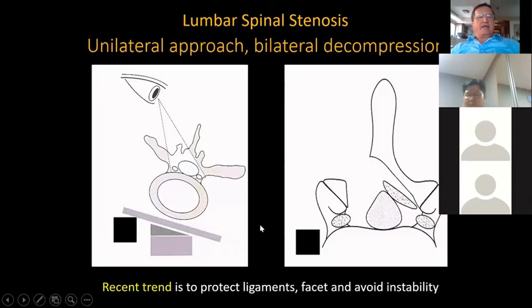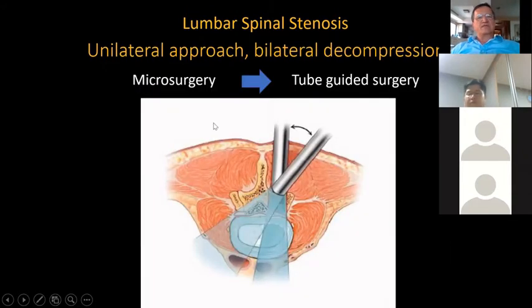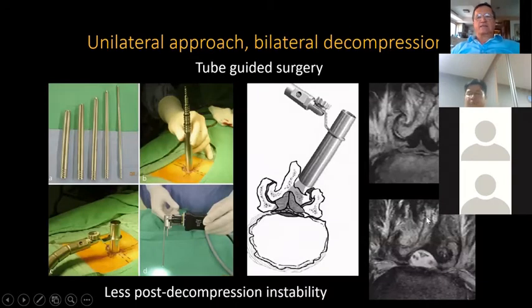Then the trend has started to look from a unilateral side and to make bilateral decompression. At that point, you can tilt the table on the side to see the other side better. So this approach will aim to protect the ligaments, facet, and avoid instability. We then switched from microsurgery to tube-guided surgery and use this technique. These are some examples.